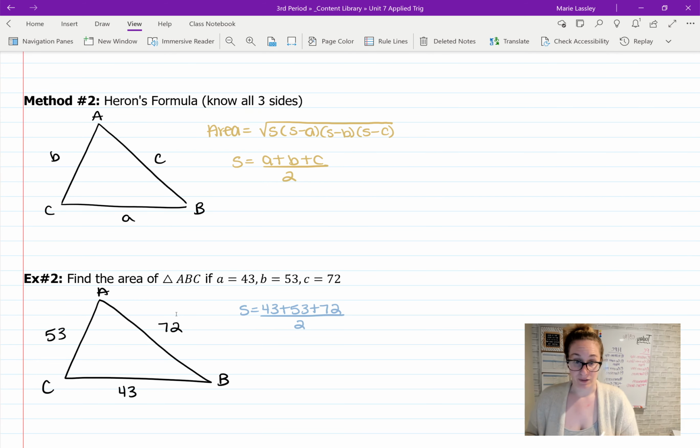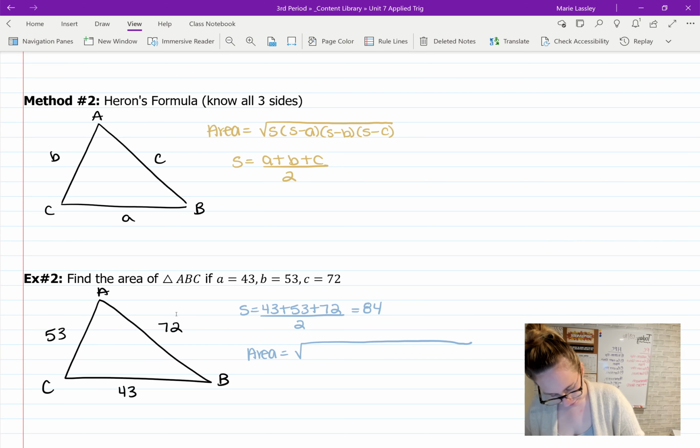All right, so I don't know what that is. I'm going to go to my calculator. 43 plus 53 plus 72 divided by 2. All right, so this is going to be 84. Now I'm just going to plug this into that formula. So I have area equals the square root, it's going to be a big one, of 84 times 84 minus 43, 84 minus 53, and 84 minus 72.